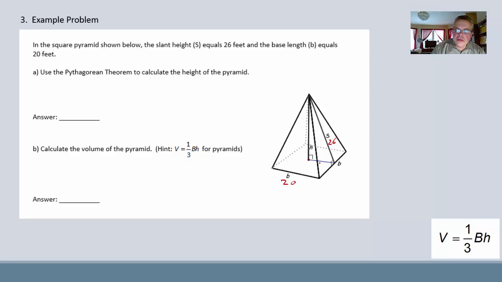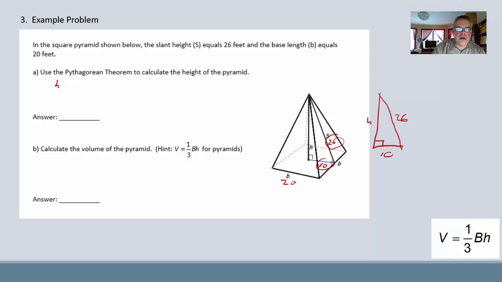Well, if the base length is 20, this length here from the center to the side is 10. And what we have is a right triangle. So I'll draw it separately so we can kind of see it. So in the middle of the pyramid is this right triangle. This vertical side here is the H. That's what we really want to know so we can compute its volume. This bottom leg is 10, and this hypotenuse, which is the slant height, is 26. So we can use these two numbers and the Pythagorean theorem to calculate the height.